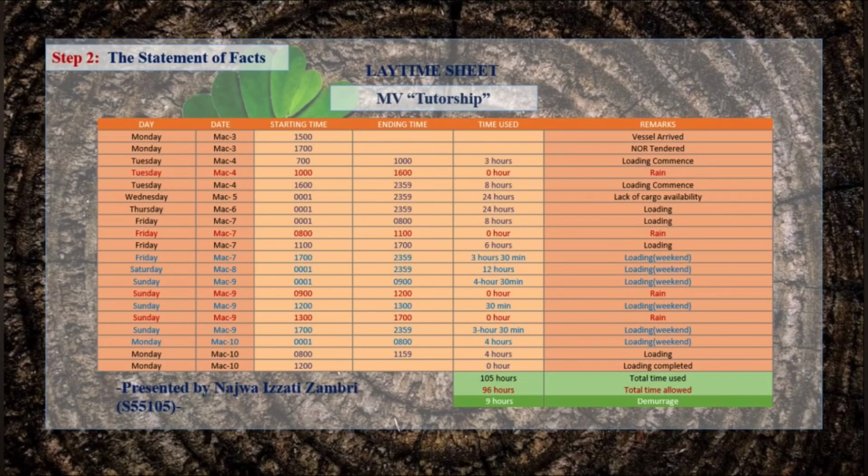Next, I will explain about the statement of fact, which is under step 2. First of all, this is the lay time sheet for MV Tortuga. In this lay time sheet, we have to identify the day, date, starting time, ending time, time used, and remark. For this lay time sheet, we want to know whether the time used is more or less than the total time allowed. First, day 1, March 3, starting time 1500, MV arrives.